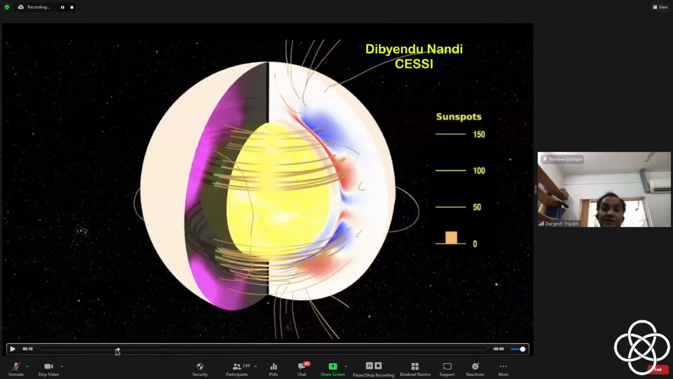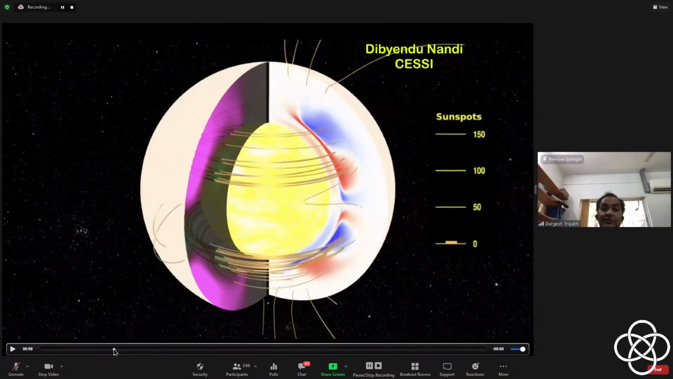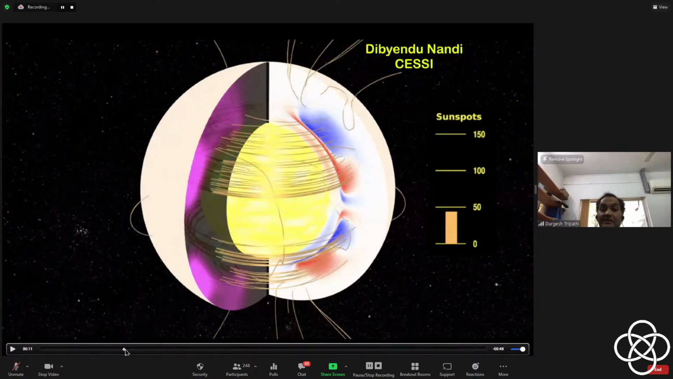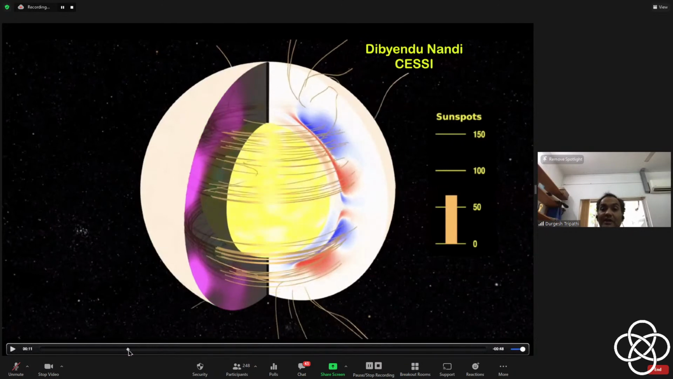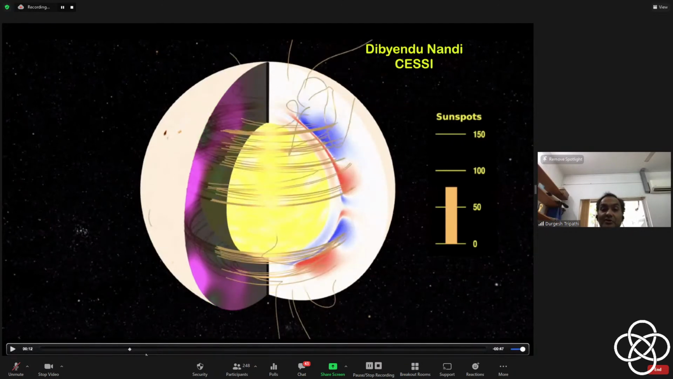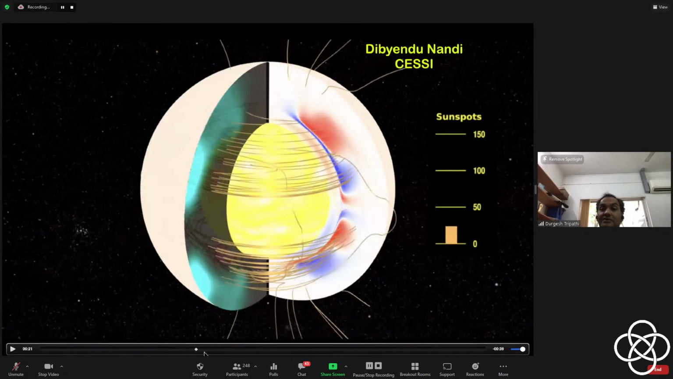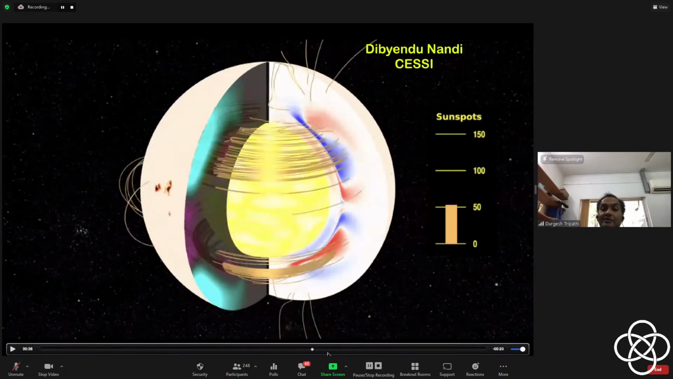They become buoyant and break out like this on the surface, and they form the sunspots. As and when they break out, you see the number of sunspots increasing with time. The more of them break out, the more sunspots form, and then it goes down again with the solar cycle, then increases again, and so on and so forth.